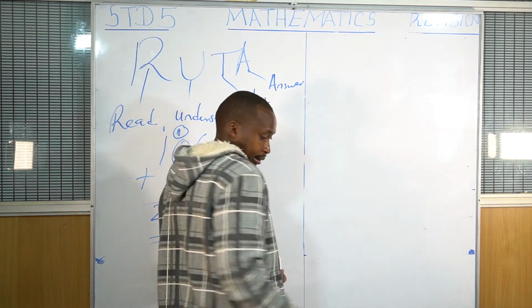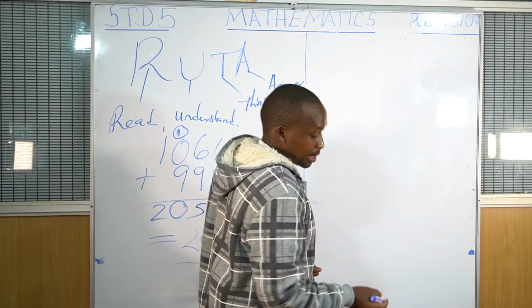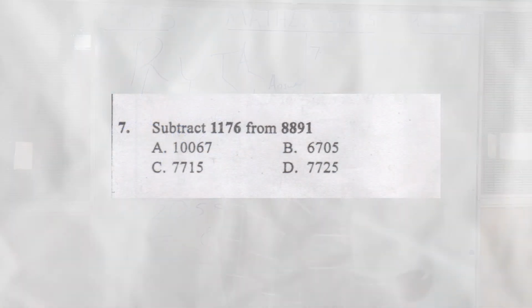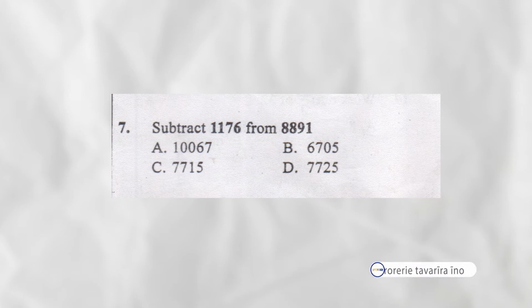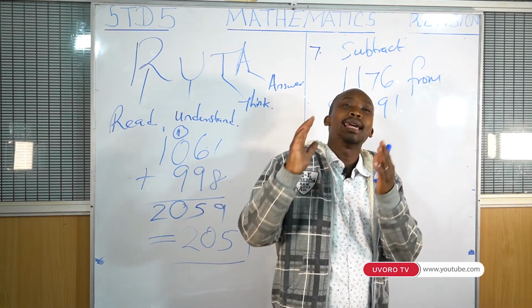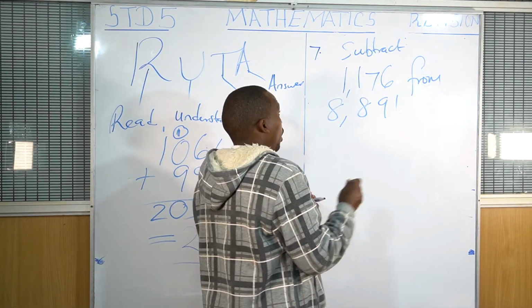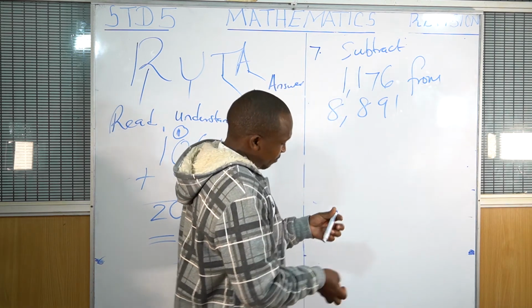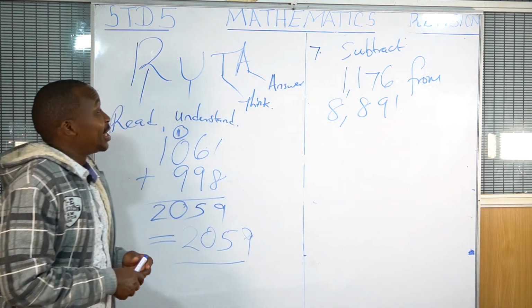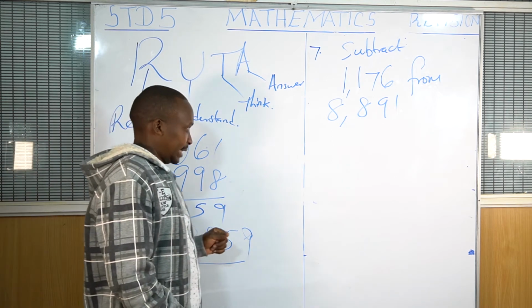Question number 7. You are told to subtract 1,176 from 8,891. Class 5, remember, you are told how to arrange numbers in their place value. So make sure that you arrange them according to how they are supposed to be.